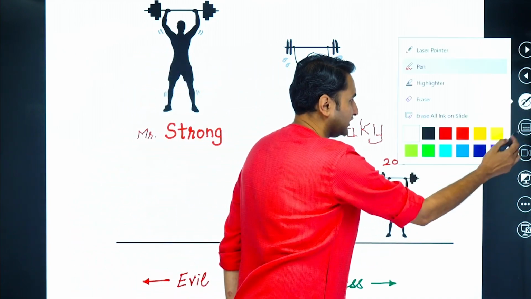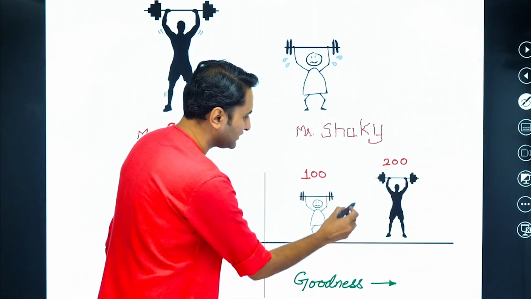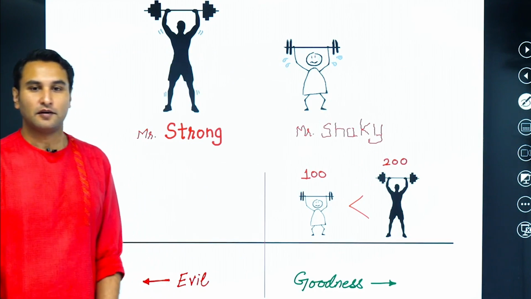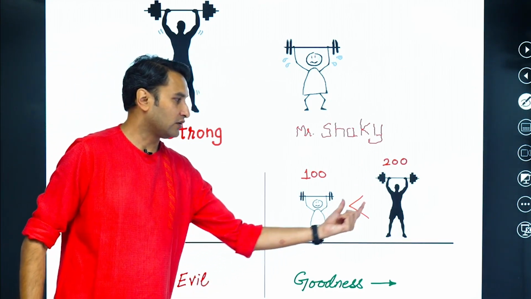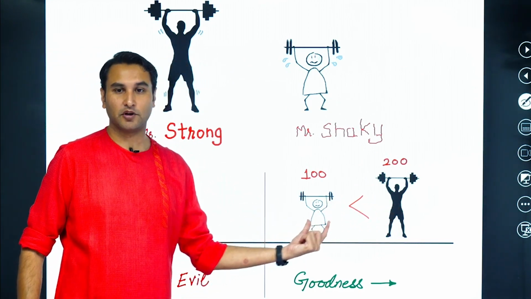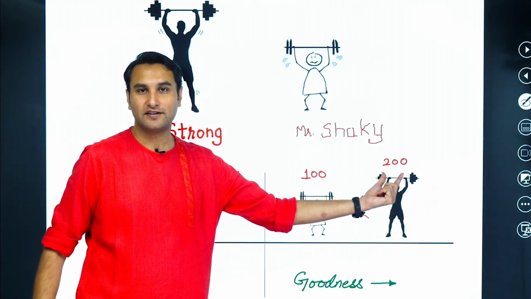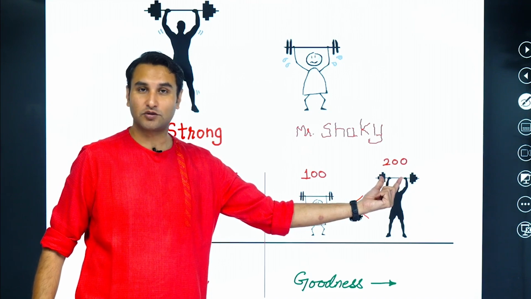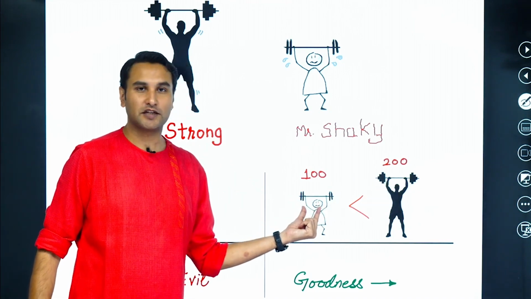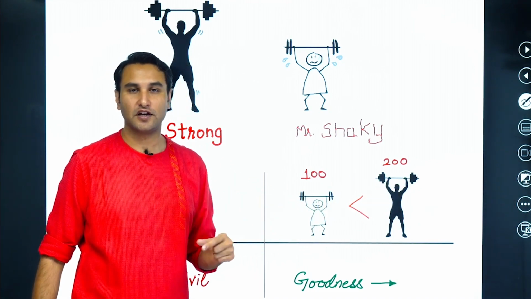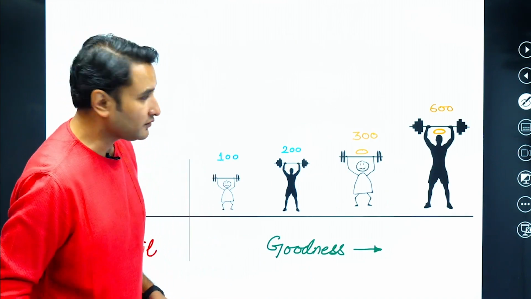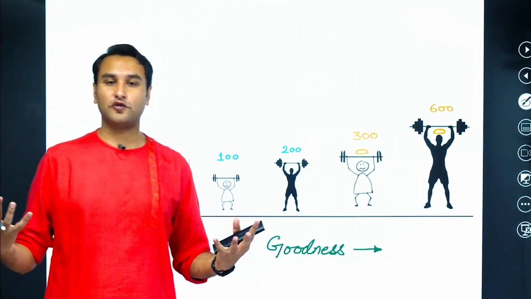So if I think in terms of inequality, do you realize Mr. Strong is much better than Mr. Shaky, more good than Mr. Shaky because of his higher strength. Let me represent strength by 200 because this is the maximum weight that he can lift. This is the maximum weight 100 which Mr. Shaky can lift. But what if I become God for some time?